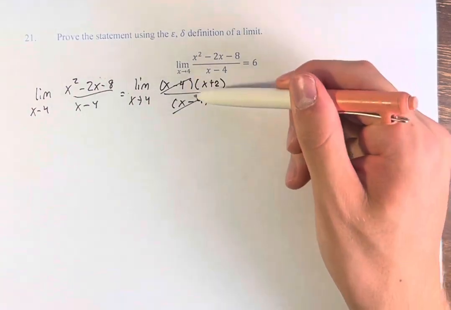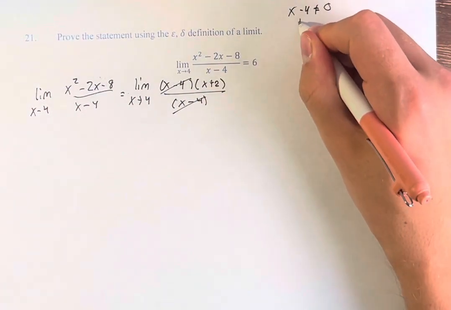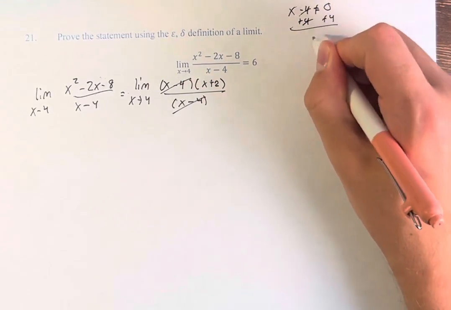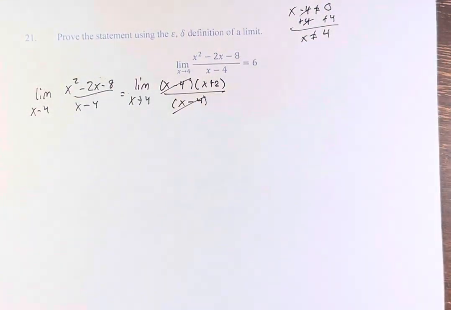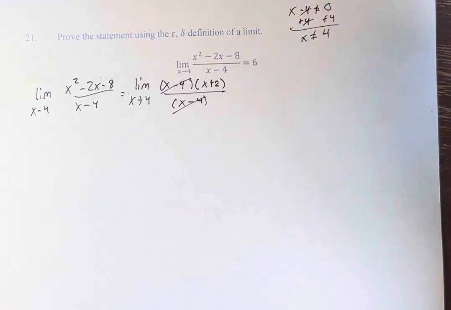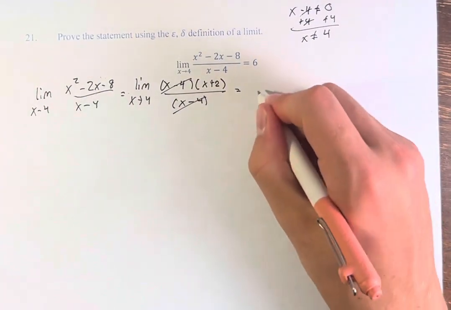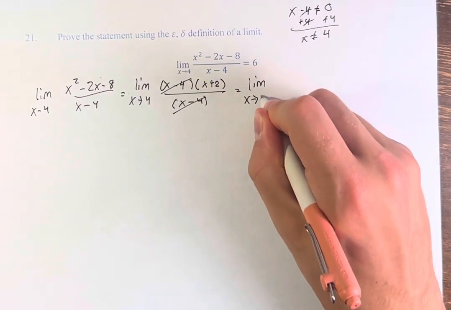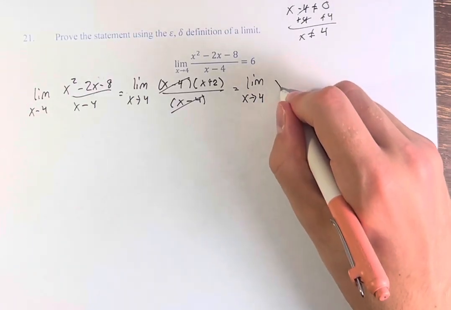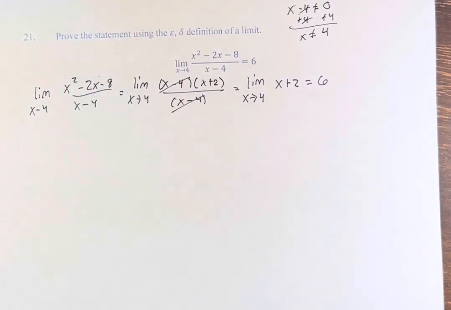And you might be saying, wait, you can't do that without specifying that x minus 4 is not equal to 0. We have to remember this domain restriction: x is not equal to 4. Yes, that's true, but since we're looking at the limit as x approaches 4 and not at what's actually happening at 4, we can ignore that. This is simply the limit as x approaches 4 of x plus 2, which is equal to 6. And now we can proceed with the definition of a limit with this simplified function.